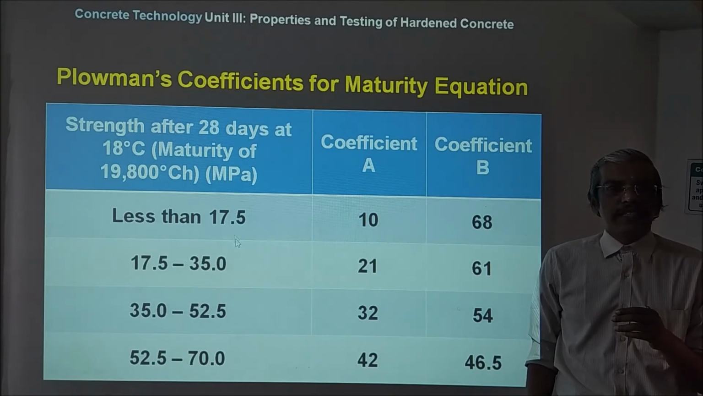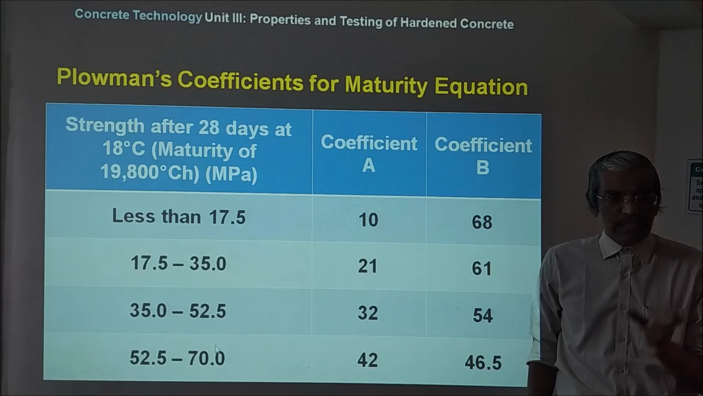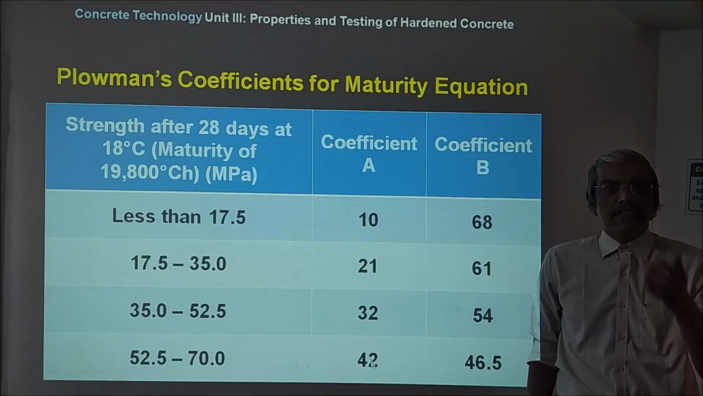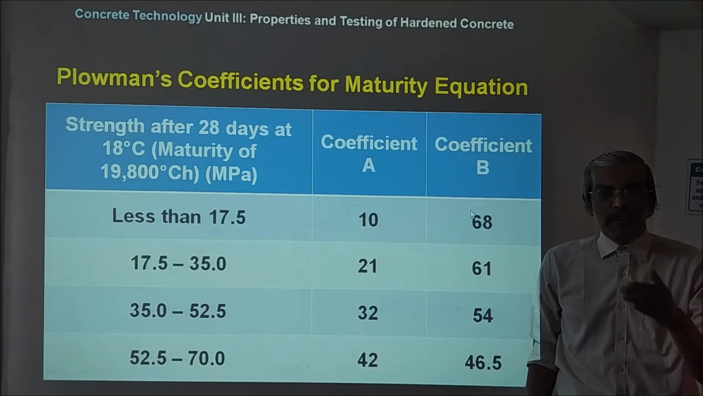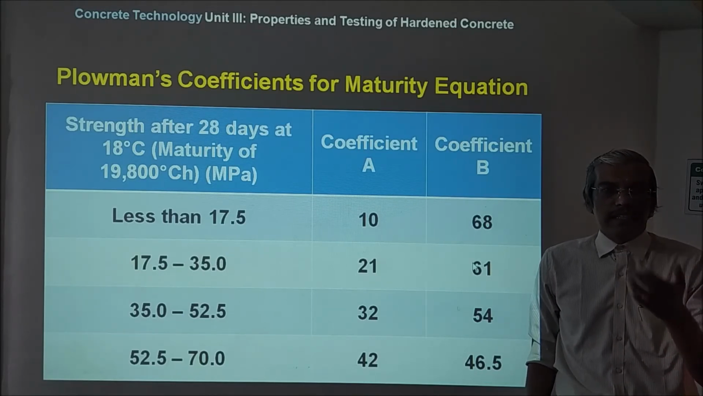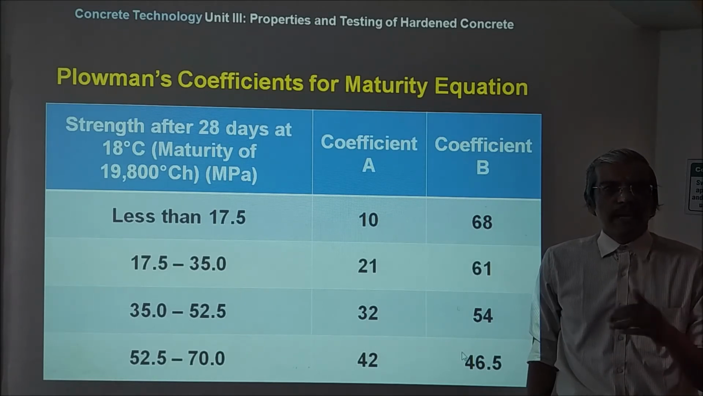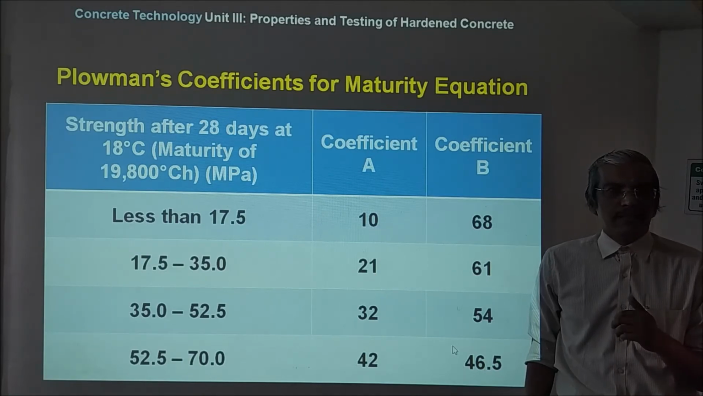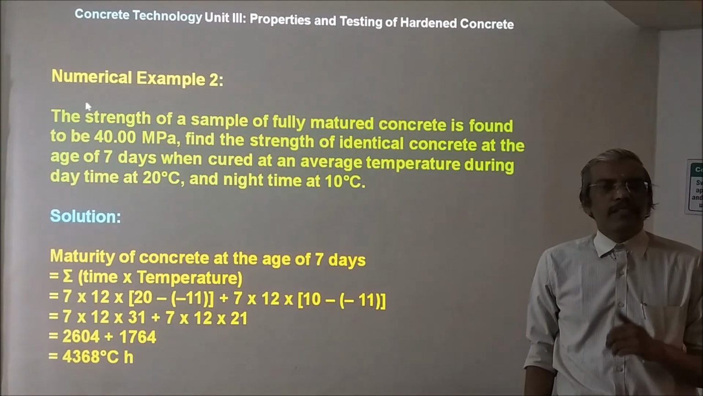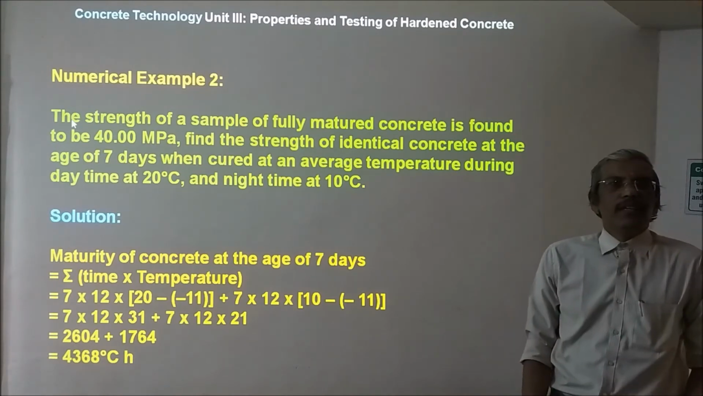So here we can see that as the strength range increases, the value of coefficient A increases and the value of coefficient B decreases. These are Plowman's coefficients for the maturity equation. Now we will see one numerical example.